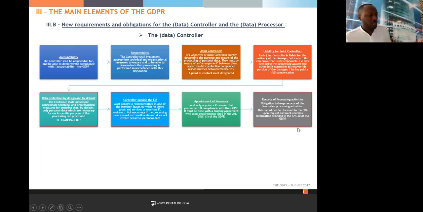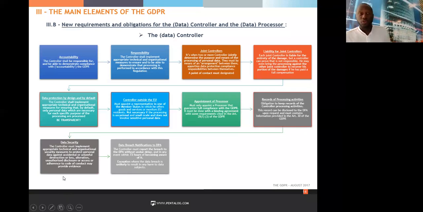You check Article 30, it gives you all the information you need to put on your record of processing activity. This is very important because the Data Protection Authority can request it at any time, so you should be able to provide that to the authority.